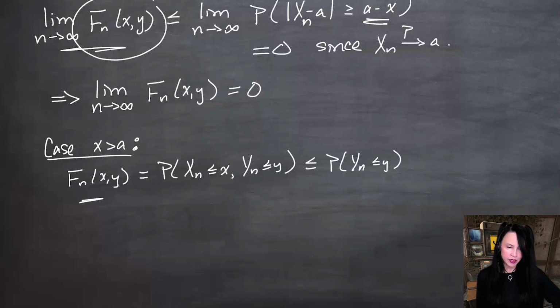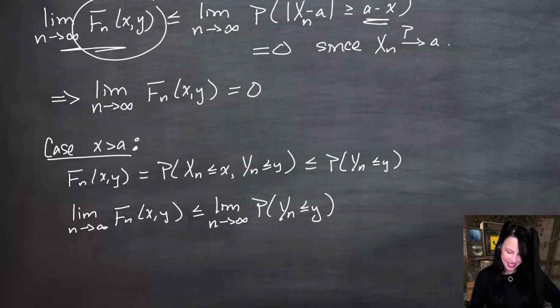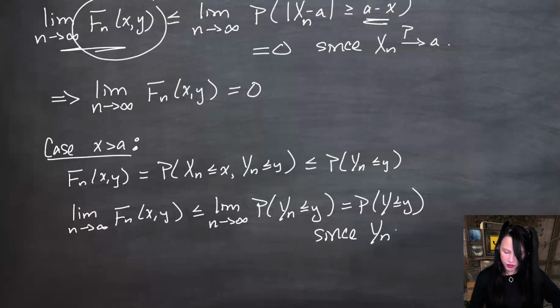Ooh, that's what I want the limit of this to actually equal. And actually, that's not it, but we can take a limit at this point. The limit as n goes to infinity of F_n(x, y) is less than or equal to the limit as n goes to infinity of the probability that Y_n is less than or equal to y. And this is the probability that Y is less than or equal to y, since Y_n is converging in distribution to Y. That was part of the setup of the problem.